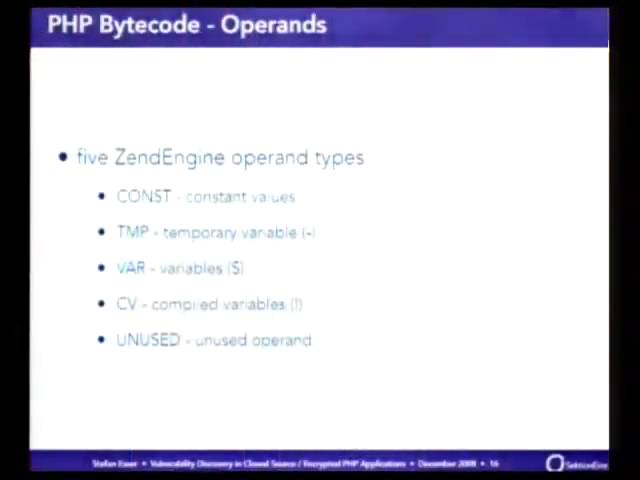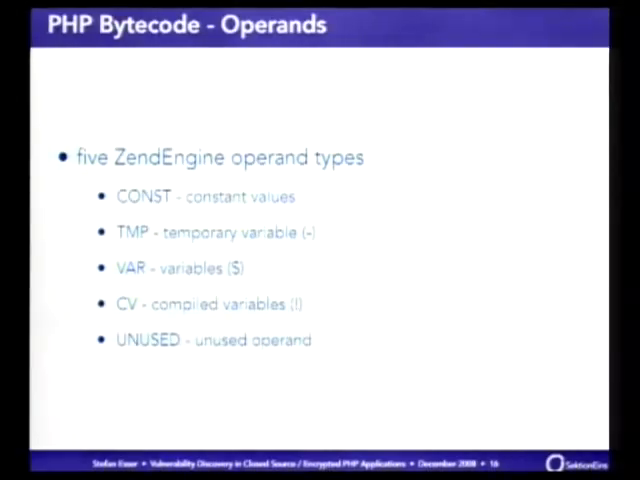The next thing is there are so-called temporary variables. These are for storing intermediate results of multiplications, additions, concatenations, and all the intermediate variables used by the engine. Then you have an operand type which is called var. These variables are like references to real PHP variables. So when you see this kind of operand used, it's usually the reference to a real PHP variable.